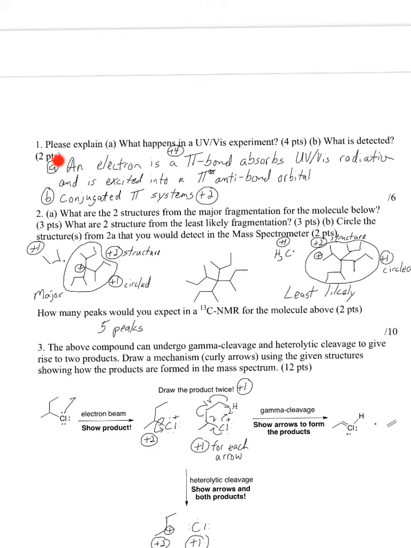Right, so the first question is looking for what happens in a UV-Vis experiment. What is detected? An electron in a pi bond absorbs the UV-Vis, ultraviolet or visible radiation, and is excited into a pi star antibonding orbital. Bonds aren't broken, but an electron gets excited from pi to pi star, and it tells us about conjugated pi systems with either lone pairs or pi bonds.